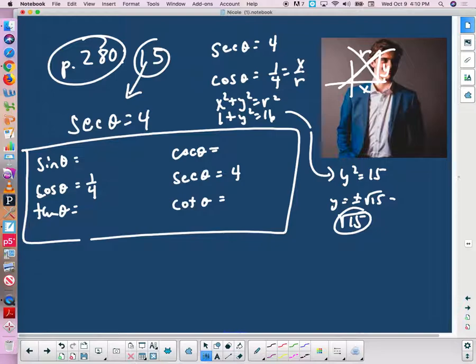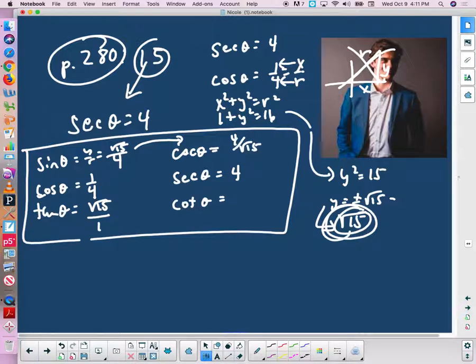So now to finish it off, I know sine is y over r. Alright, so we just found y is root 15. And we're using r is 4. Tangent is y over x. X is 1. And then we know cosecant is reciprocal, so this is 4 over root 15. And cotangent is reciprocal, so this is 1 over root 15. And you could rationalize or not.